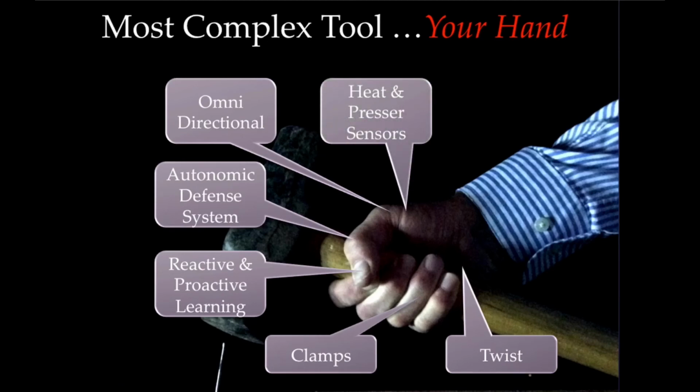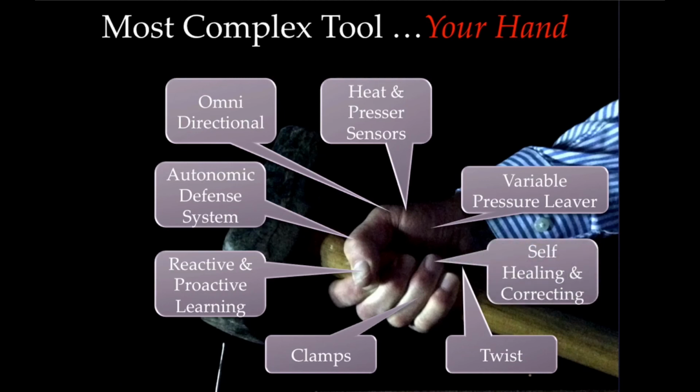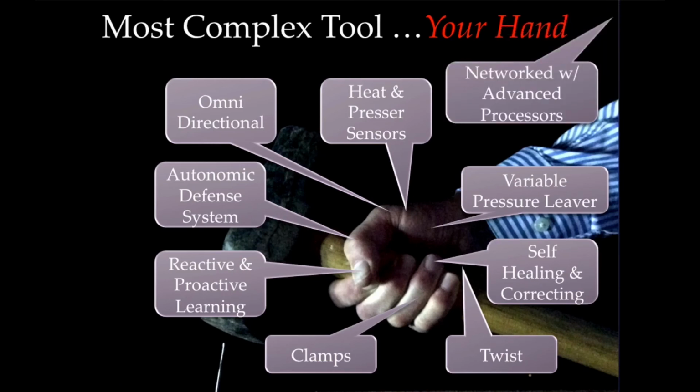It is also heat and pressure sensitive. If a blade is dull or I'm applying too much pressure, it will smoke. I can smell smoke, I can feel pressure, how things are vibrating, all of these things through the hand. It's an amazing tool. And also, it can be variable. I can react to all these things and control it any way I want to. And it is self-healing and self-correcting. You learn by using. And all of this is networked to advanced processors. Well, I understand this is a high school course, maybe not so advanced.